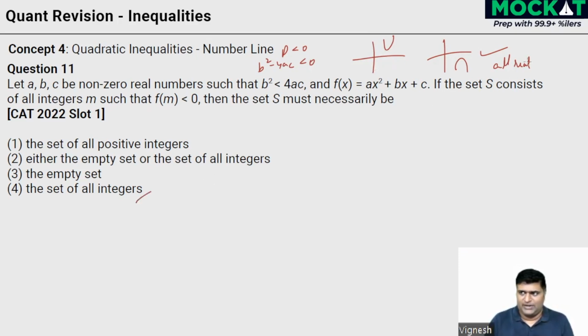So a set of all integers is possible. Empty set is also possible, right? If it's going to be this way. So the answer over here is either the empty set or the set of all integers. Set of all positive, no. Right? So non-zero real number, it can be anything. So either the empty set or the set of all integers. So option 2 over here is the correct answer, right?